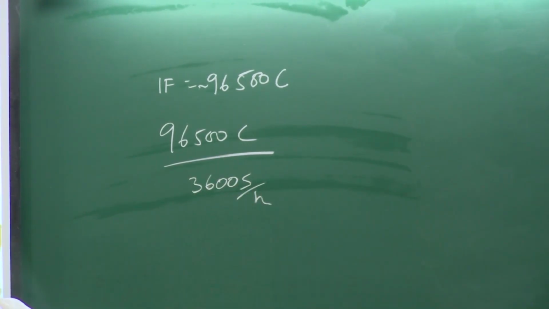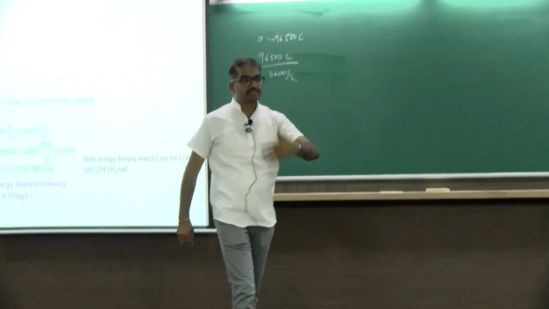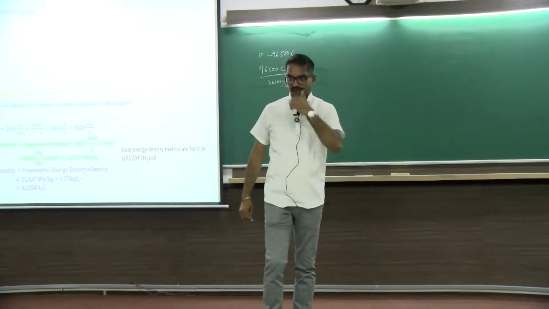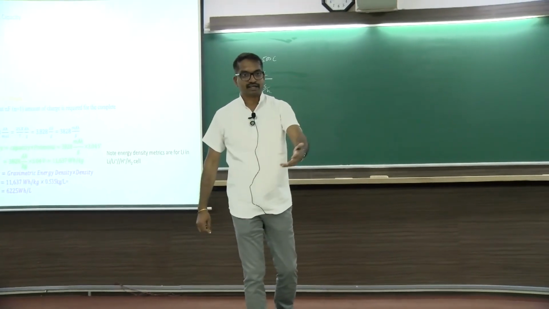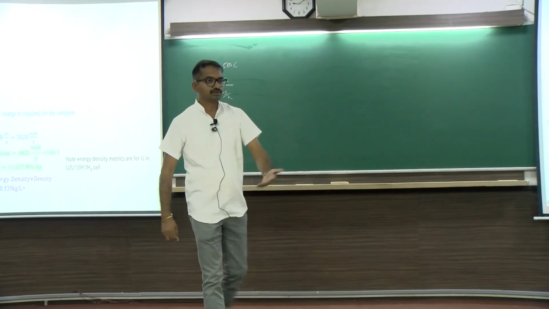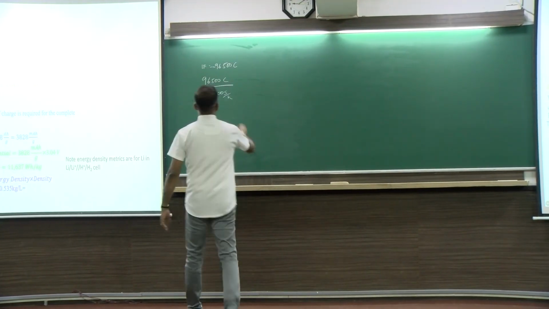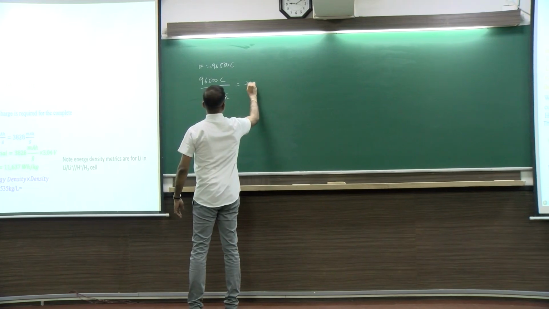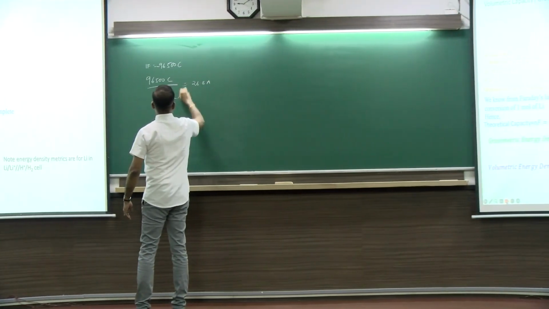Coulomb per second is what? How many coulombs are flowing every second? It's a current. It's like how many liters of water flowing every second. Water current, this is electrical current. So coulombs per second is ampere. So this number works out to be 26.8 ampere hour.